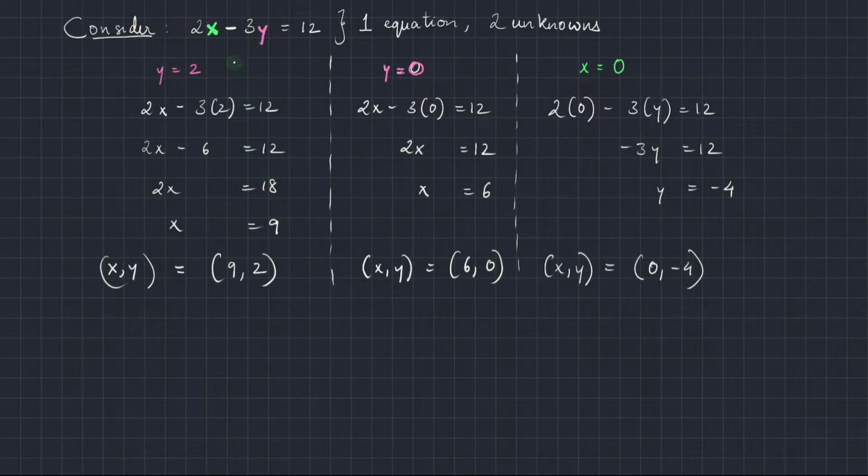In fact, an equation like this with one equation and two unknowns, where the number of unknowns exceeds the number of equations, is going to have an infinite number of solutions. We only found 3 of the infinite number of solutions, namely 9, 2; 6, 0; and 0, negative 4. But there is an infinite number. Now you might say, infinite number of solutions. How do we represent these infinite solutions on a graph?